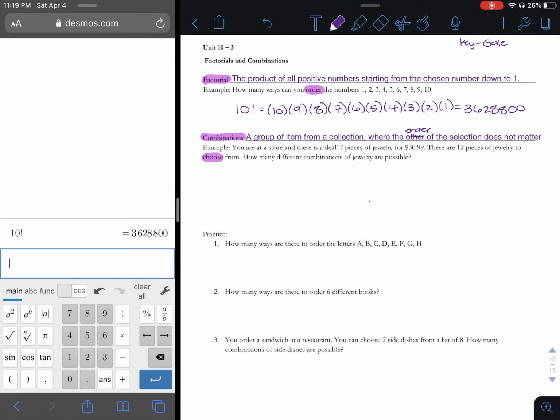So in the first example, I want to show you how to find a combination. It says, you are at a store and there is a deal: 7 pieces of jewelry for $30.99. There are 12 pieces to choose from.